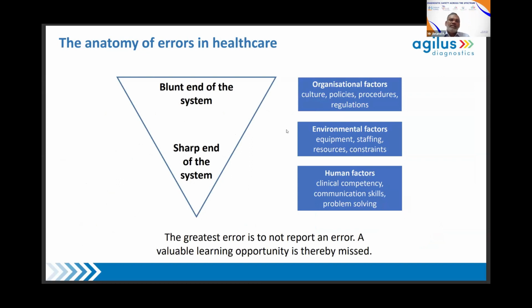The anatomy of errors in healthcare has three main factors: organizational factors, environmental factors, and human factors. Human factors are among the most critical aspects in healthcare, where you have clinical competency, communication skills, and problem solving. On top, you have the organizational factors, like what the culture of the organization is, what the purpose is, whether we are driven by profit or driven by purpose, and how you balance both to create a responsible and sustainable culture where policies, procedures, and regulations are followed in the right way. Then you also have the environmental factors, like what kind of equipment and resources you have, and the constraints. Next slide, please.